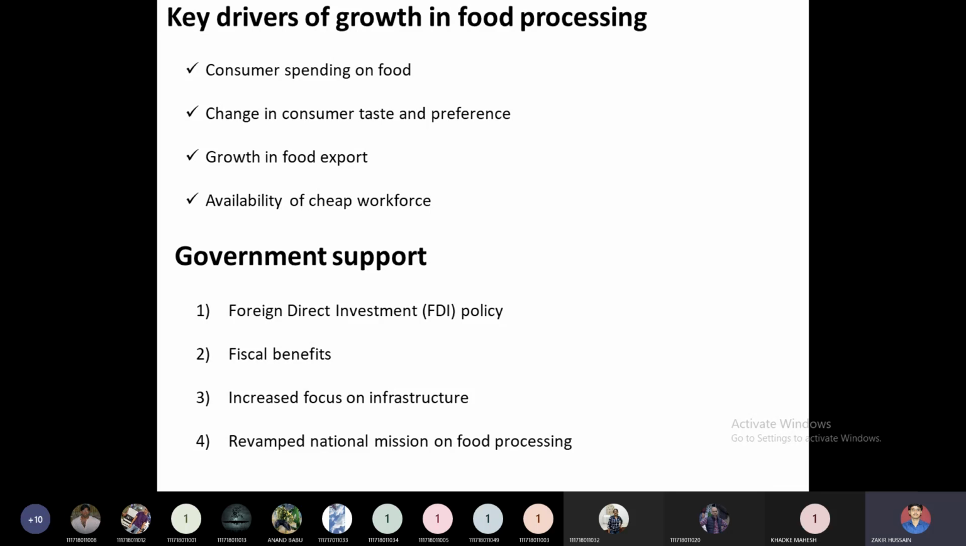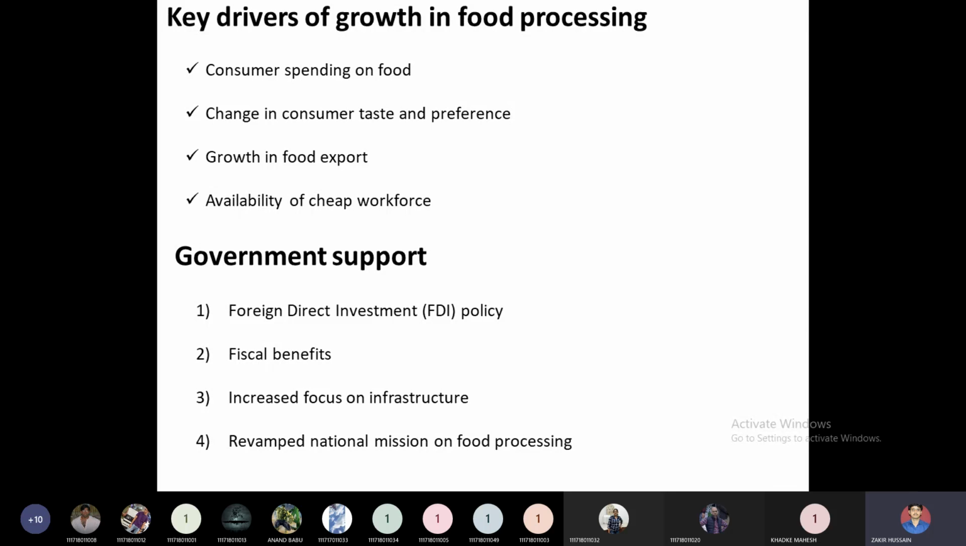Then the growth in food export. We are only exporting 13 to 14 percent of the food we produce. When we have proper infrastructure, like refrigerated infrastructure at seaports and airports, we can export a maximum of 30 to 35 percent of whatever we produce through agricultural activities, so that we can gain foreign returns.